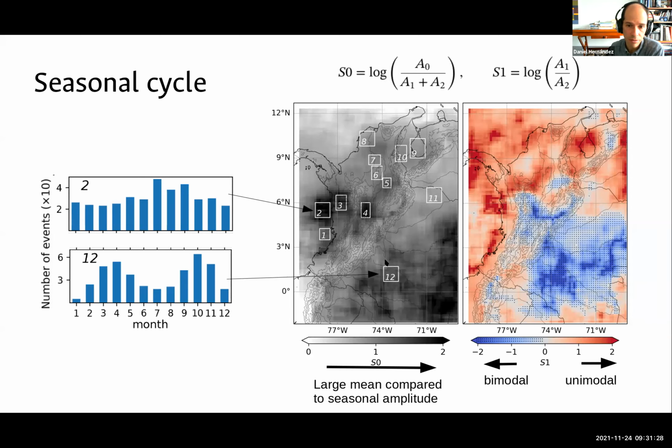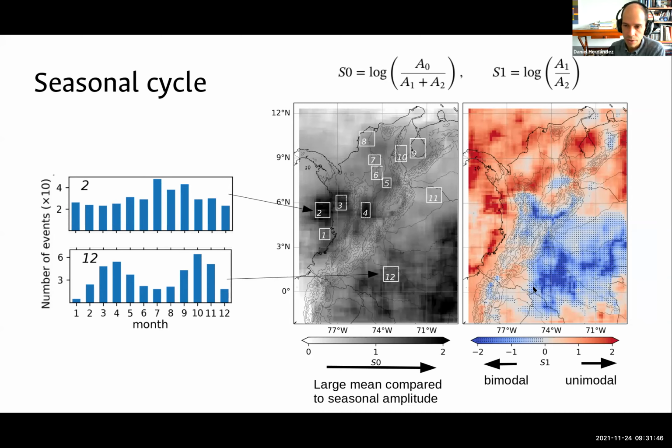And then if you look down here in the Amazon basin, you see that the seasonal cycle is much more important relative to the mean. And you have a bimodal distribution of events. So that's why this region ends up being blue.